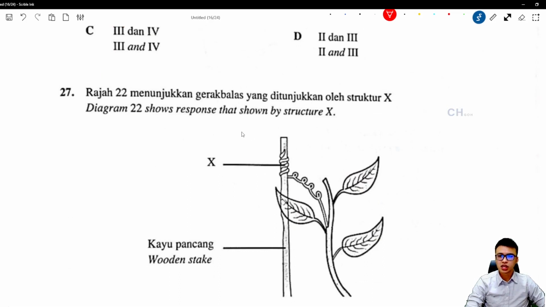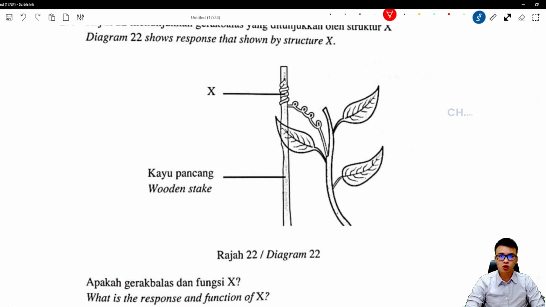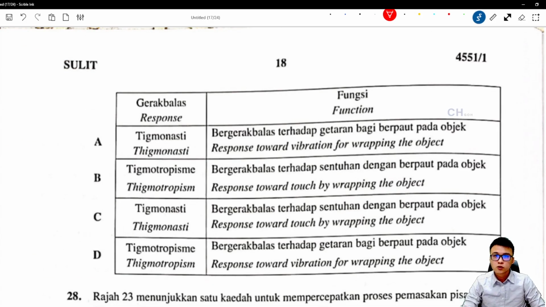Alright, so question 27. Diagram 22 shows a response that's shown by the structure X. We have these tendrils holding on to a stick here, the wooden stick. What is the response and function of X? So we have thigmonasty and thigmotropism, but you can see the spelling here is wrong. If you want to do this question, you are going to need to know what tropism and nasty are first.